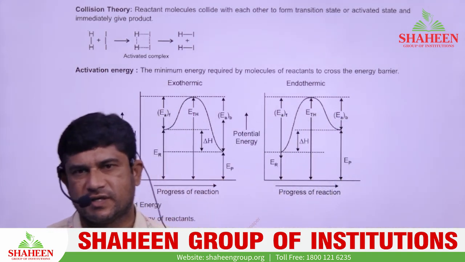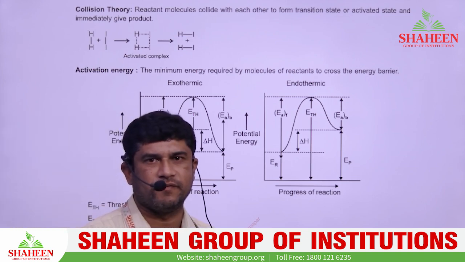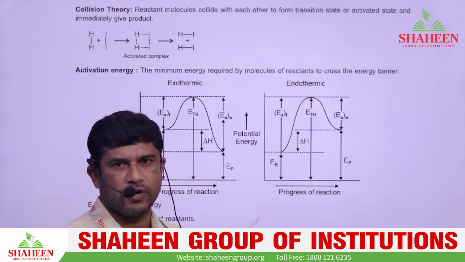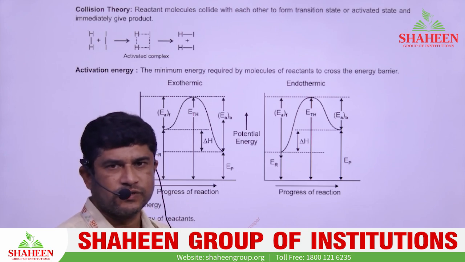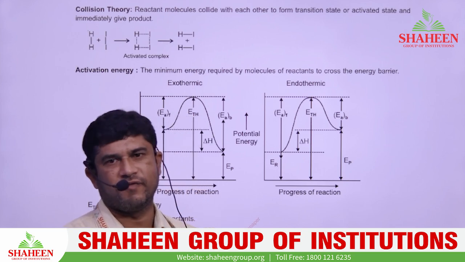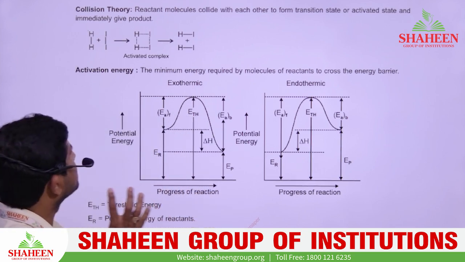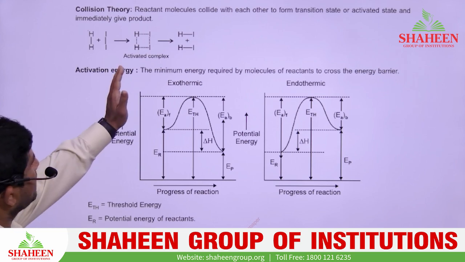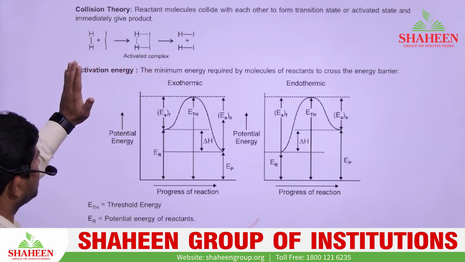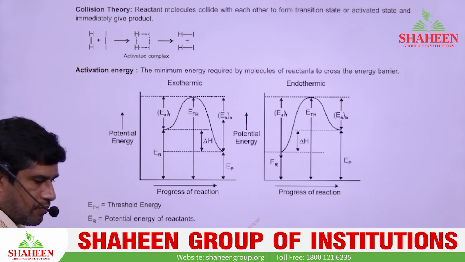Before this, in the chemical kinetics chapter, we discussed order of reaction, differences between order of reaction and molecularity. We also discussed integrated rate equations and half-life period. Today we discuss collision theory. Reactant molecules collide with each other to form a transition state or activated state and convert into product.